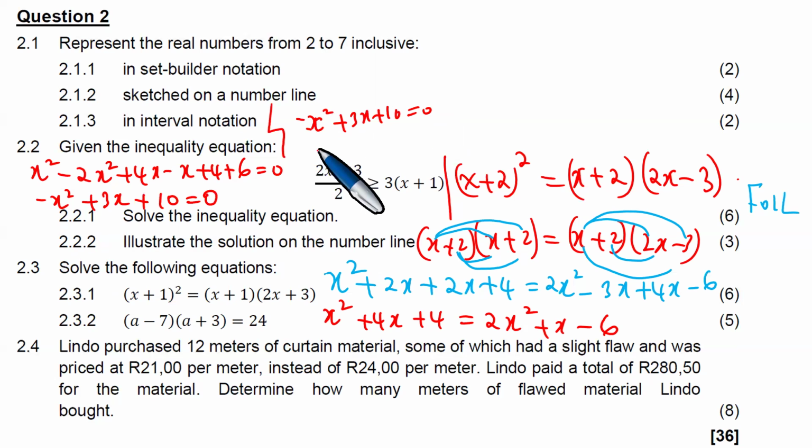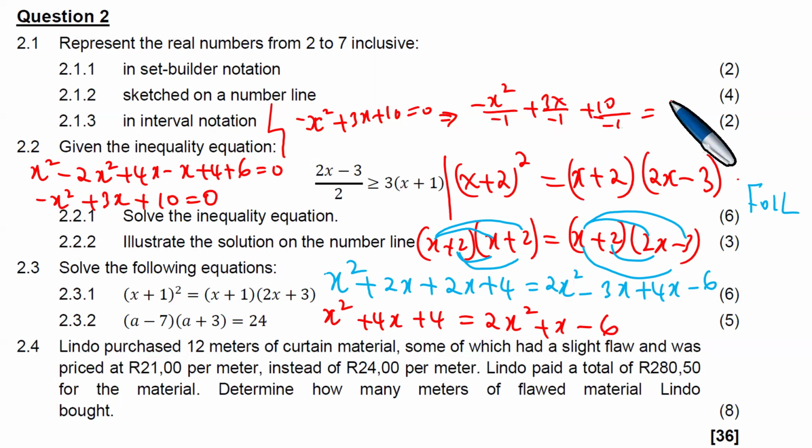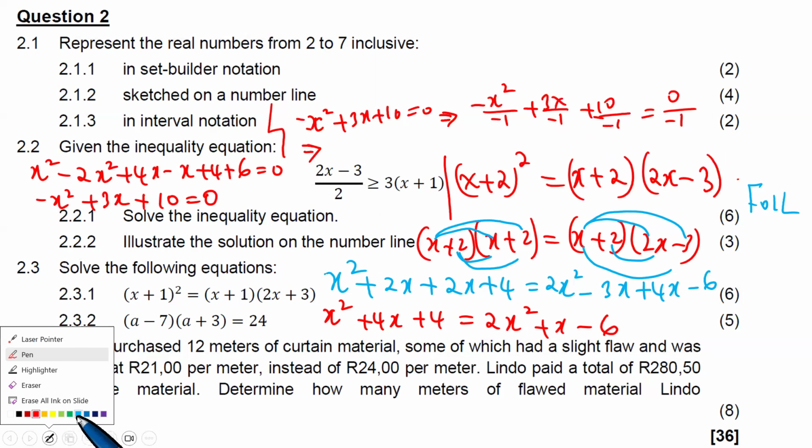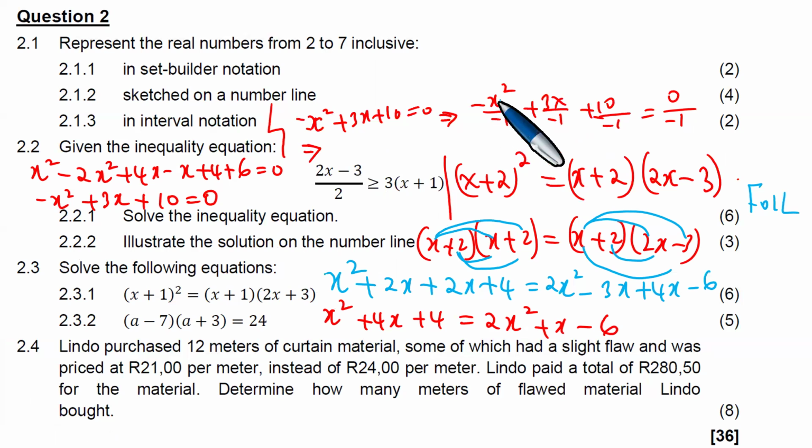So if you have the minus x squared, you'd have to divide by negative. You divide by negative 1, and if you do so, the negative x squared divided by negative 1 is x squared.